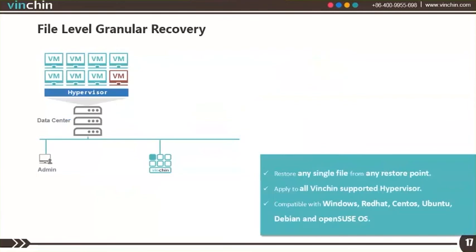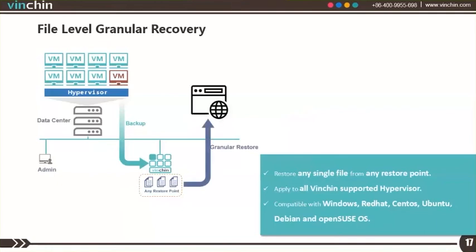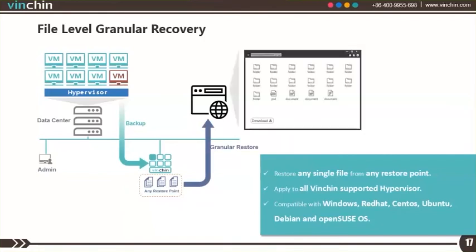And also, as I mentioned, we can support file level granular recovery. After you back up your virtual machine to Vinchin backup and recovery system, you can see the restore points stored in the backup storage, and then you can granularly recover them by using the Vinchin Web Console, and you can just download the files inside the folder from the web browser.